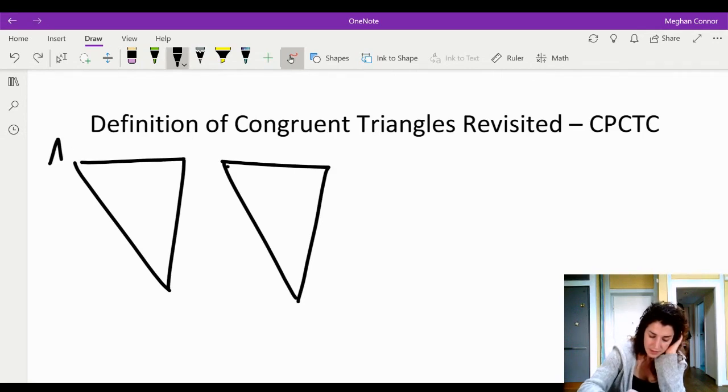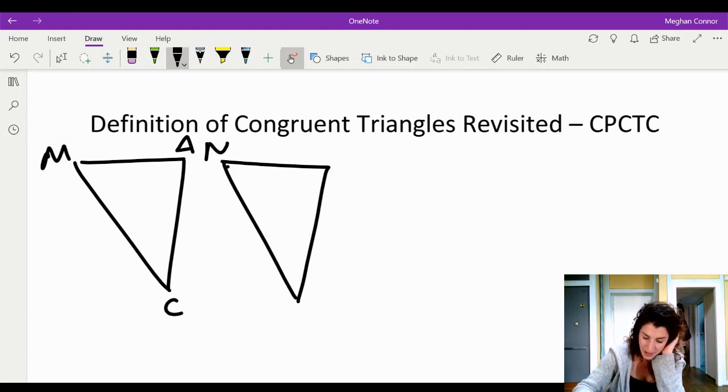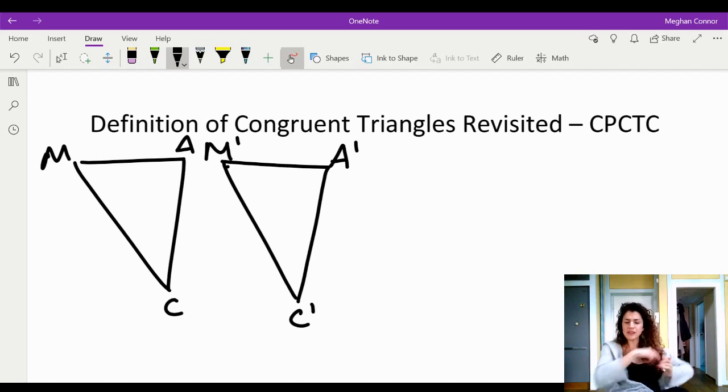Actually, no. I'm going to call this triangle MAC for Megan and Connor. If you want to use your own initials, you can totally do that if there are three.